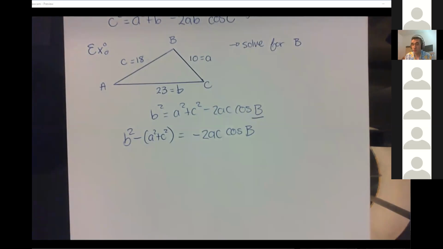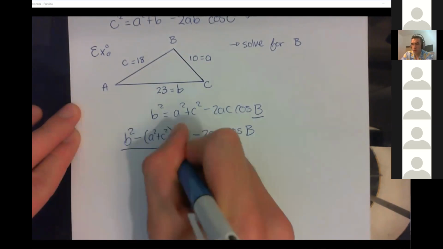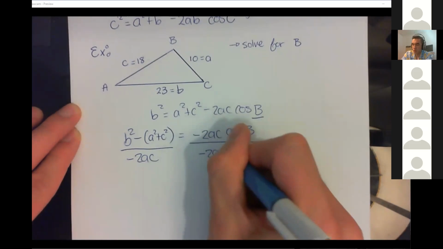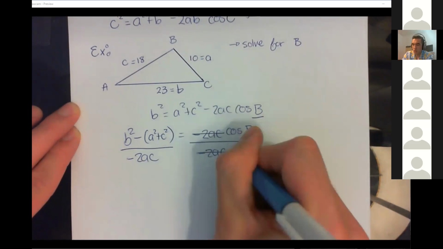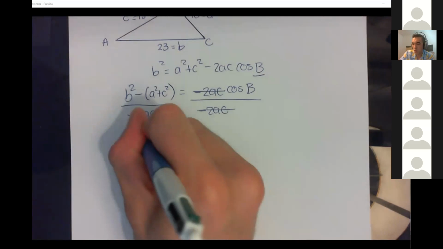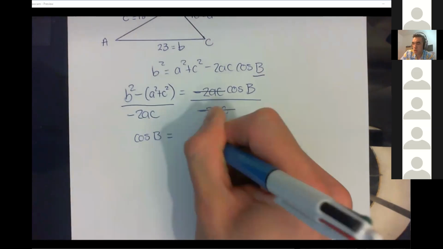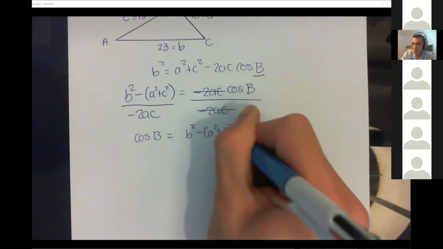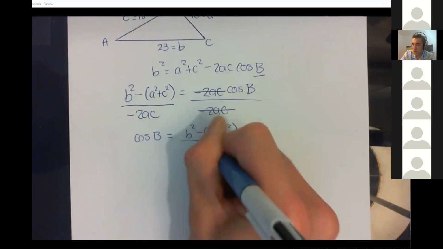Are there any questions on that first step? All I've done is subtracted A squared plus C squared. So now we divide by? Divide by what? Negative 2AC. Divide both sides by negative 2AC. This cancels, and now cosine B is alone. So what we've just figured out is that cosine of angle B must be equal to the quantity of B squared minus A squared plus C squared, then divided by negative 2AC.